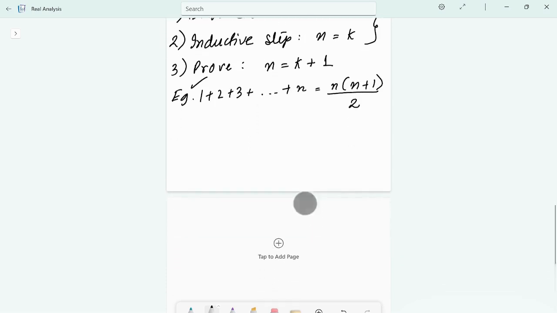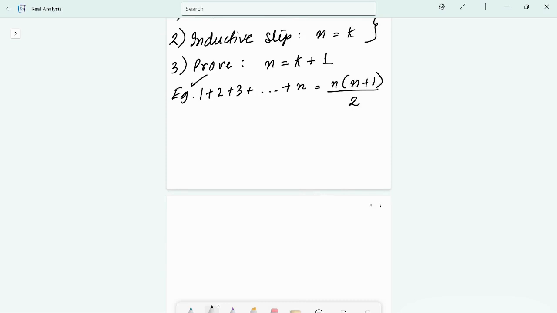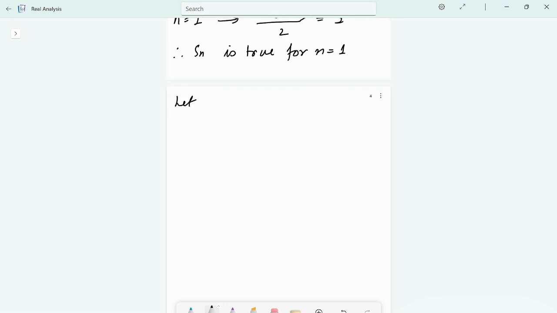Okay, let's do it. First, we take n equals 1 as the first step, which means 1 times 1 plus 1 divided by 2, which is 1. So S(n) is true for n equals 1. Now, let S(n) be true for n equals k. Therefore, it will be 1 plus 2 plus till k, and the formula will be k times k plus 1 divided by 2.